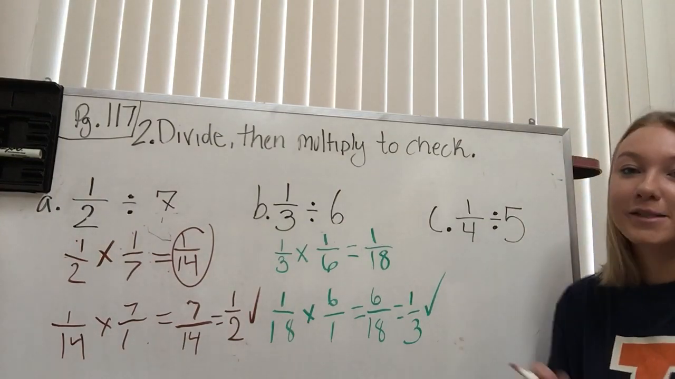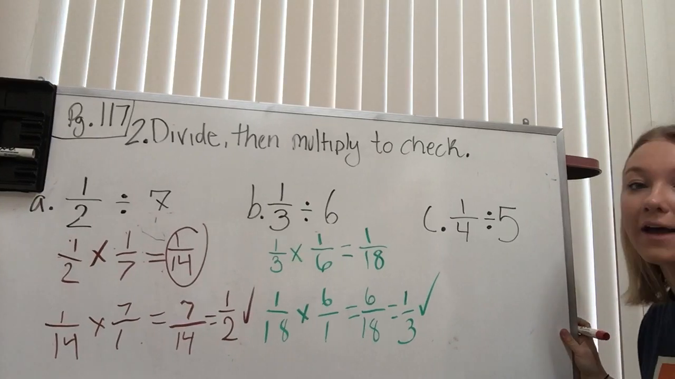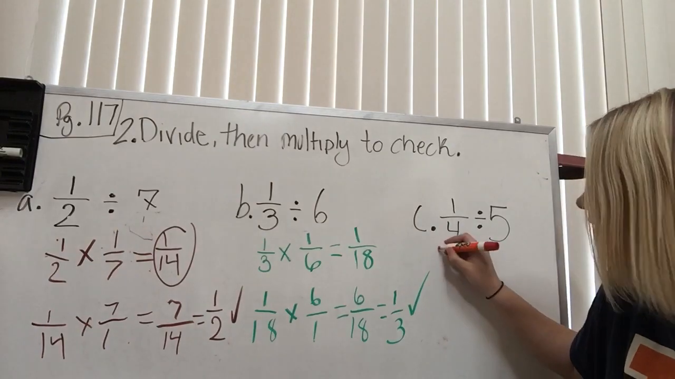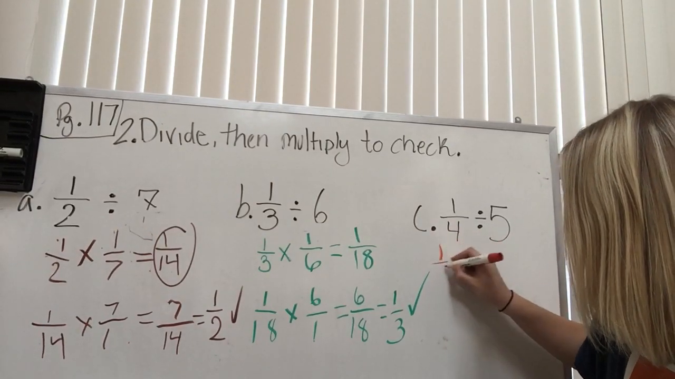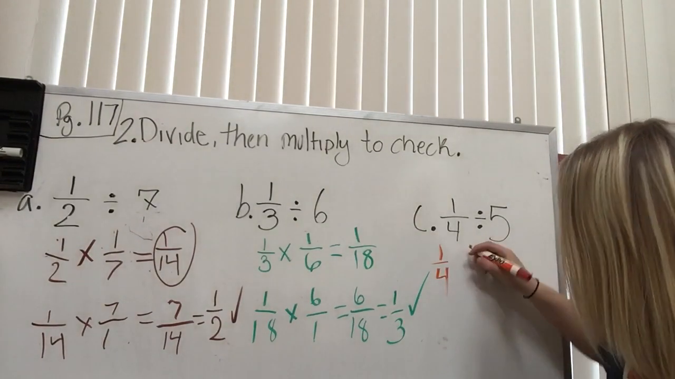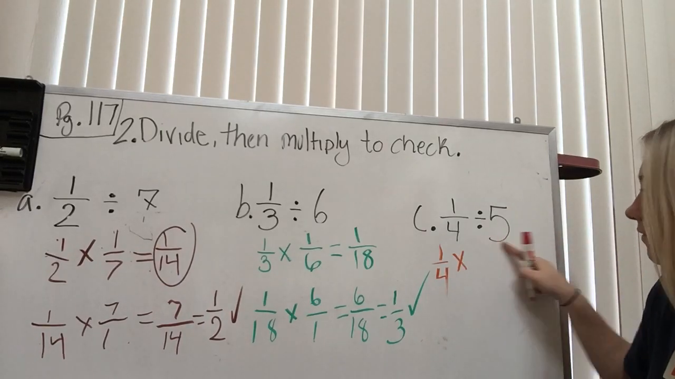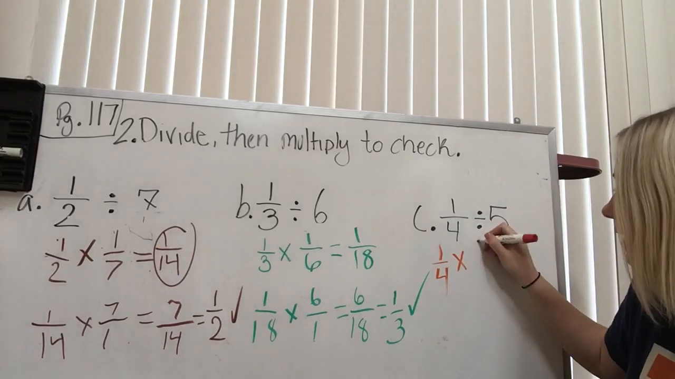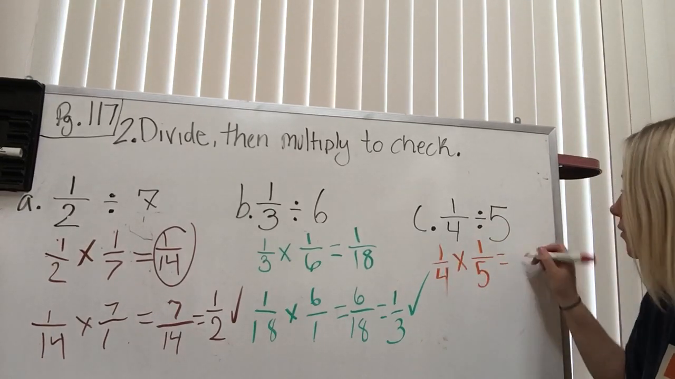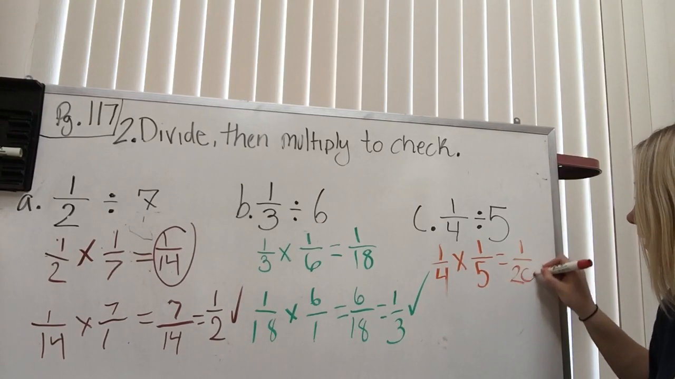All right, so the last one really quickly. I know you can't see me, but it's 1/4 divided by 5. Let's move this over. 1/4 divided by 5. So I'm going to keep 1/4. I'm going to change my sign. And then I'm going to flip the last number, which would be 5 over 1, and so I'm going to make it 1 over 5. And that equals, well, 1 times 1 is 1, and 4 times 5 is 20.